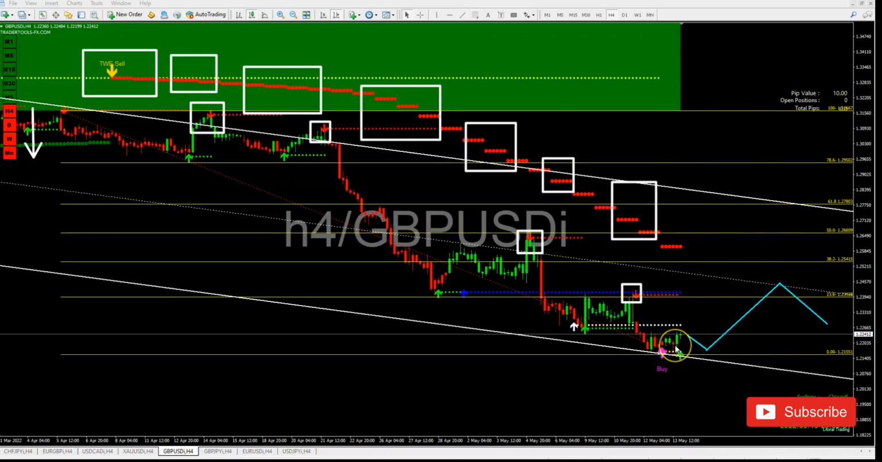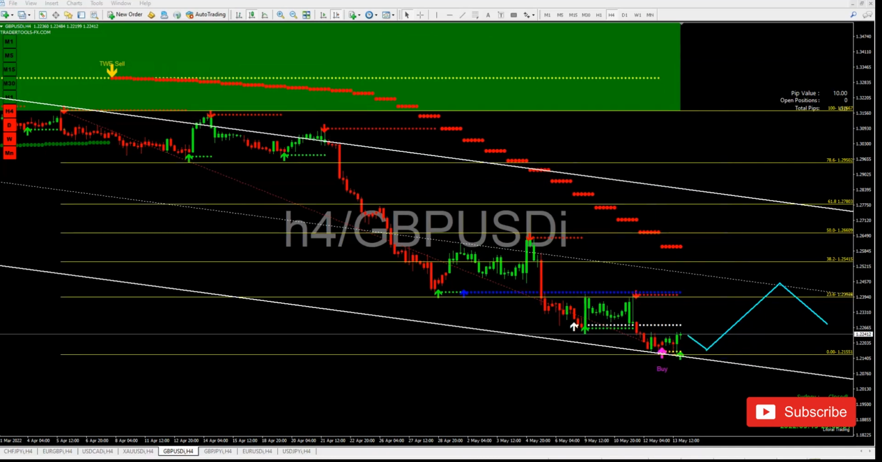GBPUSD is still selling. It's getting ready for that buy position, but it's not fully there yet. So this is my understanding. Yes, the market will come back and get stronger. It will retrace back, but right at this level here, because of what I'm seeing. Let me delete everything here. What I'm seeing here, guys, is the market building up right in this area.